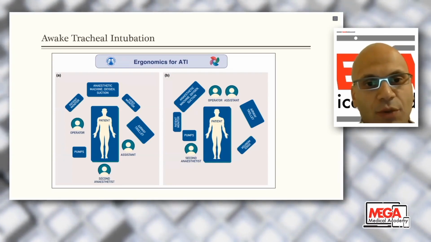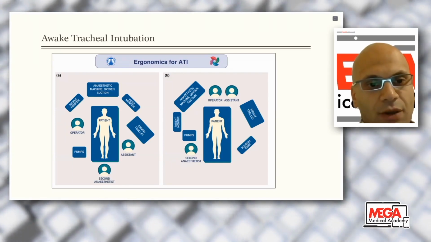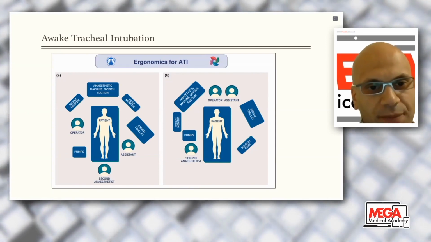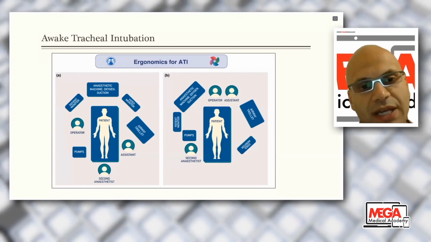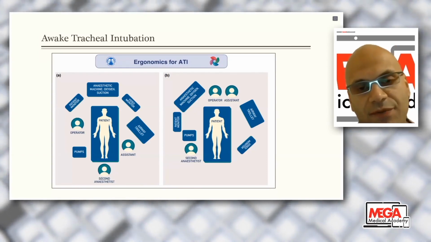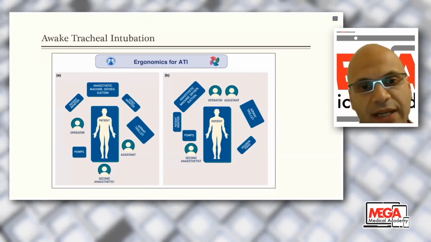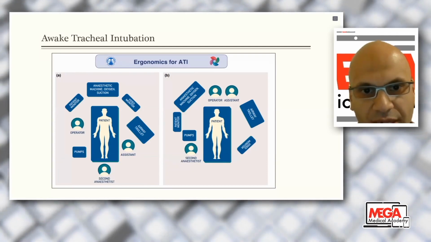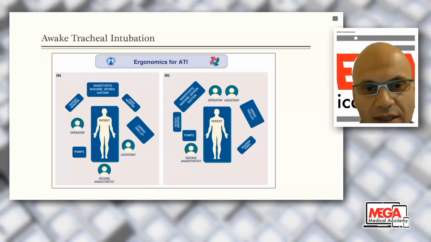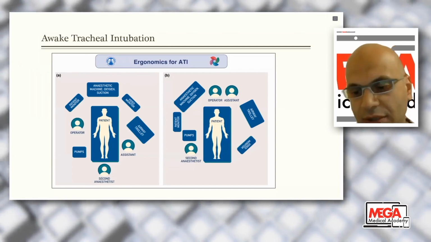This picture is about the ergonomics of awake tracheal intubation. The operator is here, and this is the monitor for the patient. You can see here the video for the fiber optic and the pump, so he can see the three. If he's performing the awake tracheal intubation from the back, again, the pump is here, and the monitor and the video are in front of the operator.